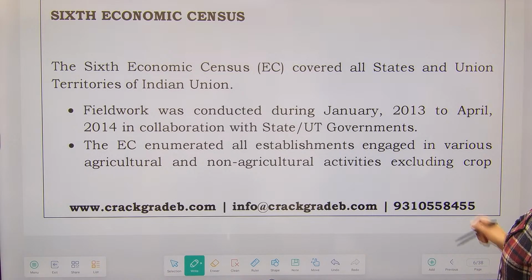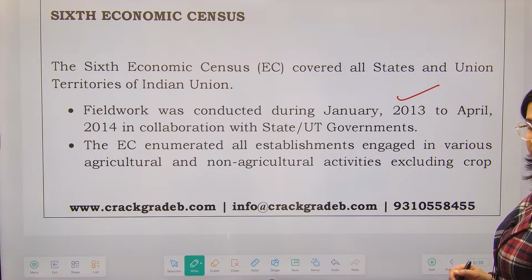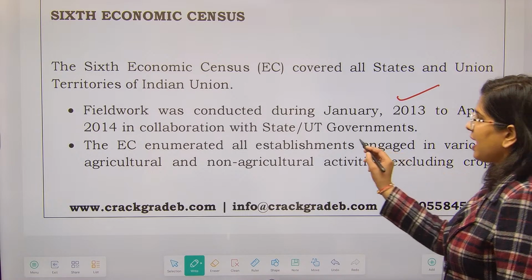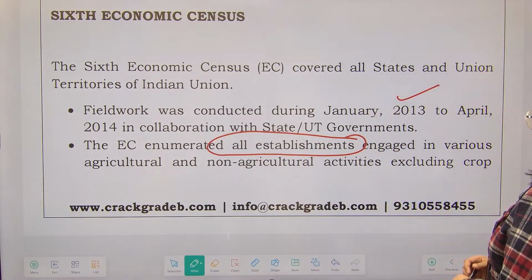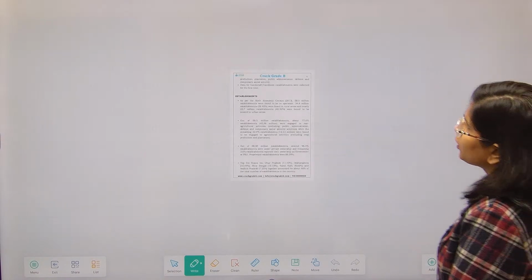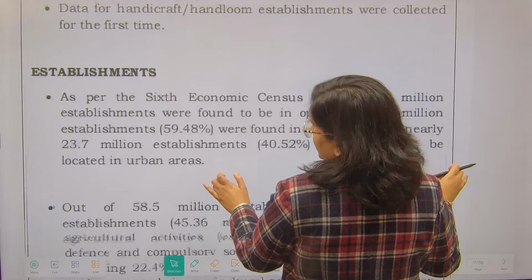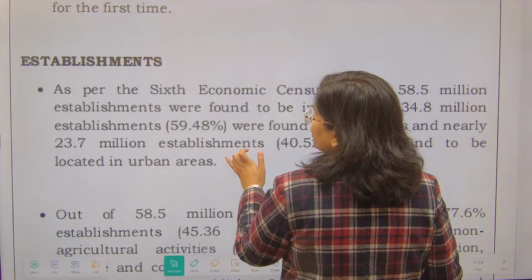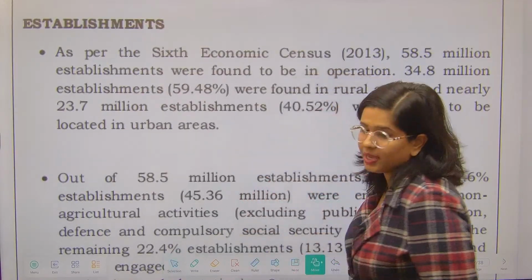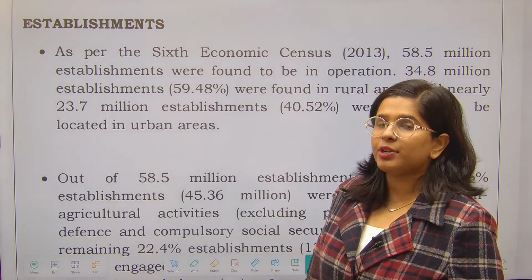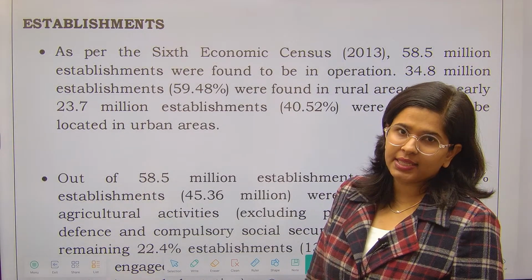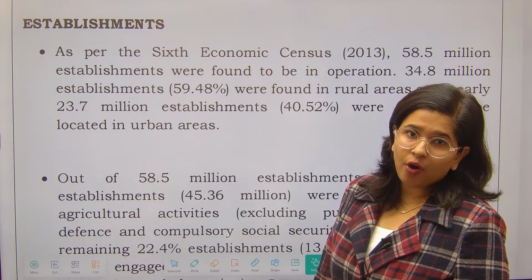So the sixth economic census has covered all states and union territories of the Indian Union. Fieldwork was conducted from January 2013 to 2014 in collaboration with the state and UT governments. Over here, they have taken data from all the establishments that have been engaged in agriculture and non-agricultural activities, excluding crop production, plantation, public administration, defense, and compulsory social security. So I hope you will pay attention to the negatives of the economic census, right? What kind of establishments have not been covered by the economic census? That should be the area of focus.